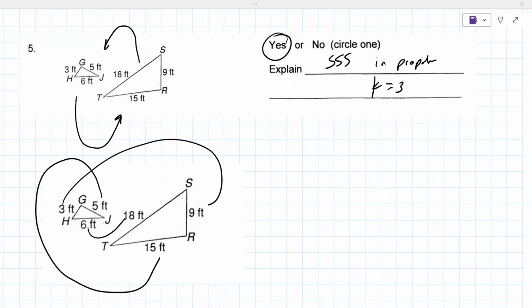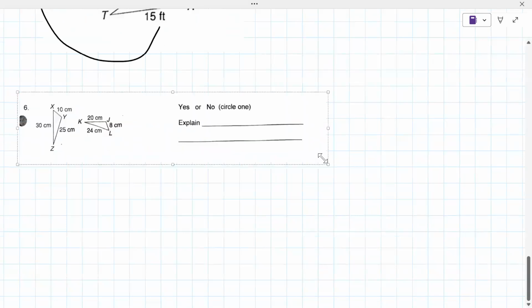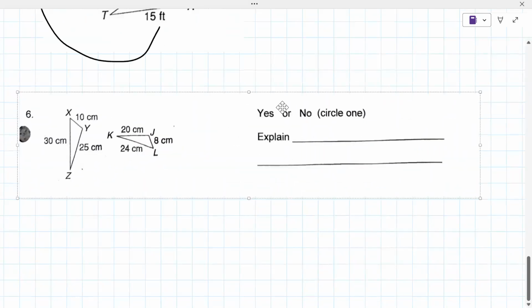Okay, last one. Like the previous one, all the sides have to be in the same proportion, so see if that works. No, it would not work. I can't see any patterns at least. Yeah, I'm not seeing them either. So we'll go with no.